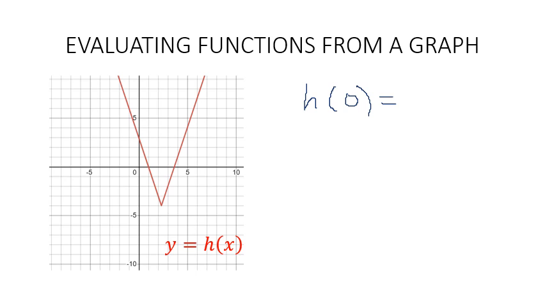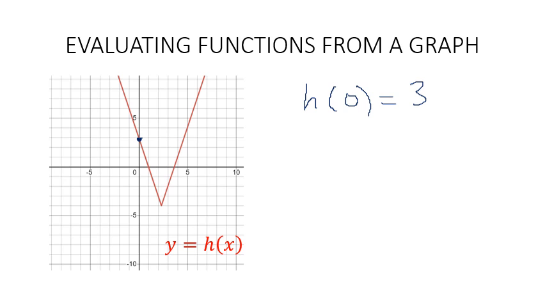So going along the x equals 0 line, which is the y-axis, we follow it up or down until we hit the graph. And the graph is right there. So when x is equal to 0, y is equal to 3, h of 0 is equal to 3 is how to say that in function notation.